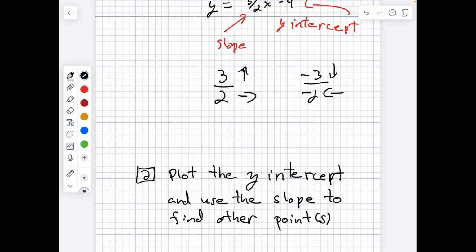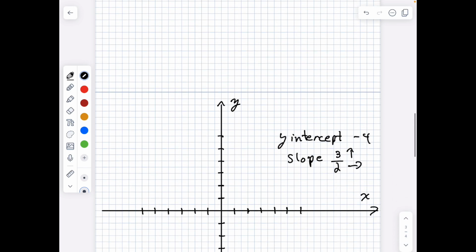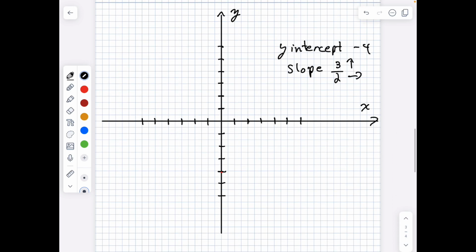Now, let's go ahead and graph this. Let's plot the y-intercept and use the slope to find other points. So the y-intercept here is minus 4, and my slope is 3/2, so I'll go up 3 and then over 2. So 1, 2, 3, and then over 2. And then go up 1, 2, 3, over 2. And that would land me right here. And you would just draw a line.